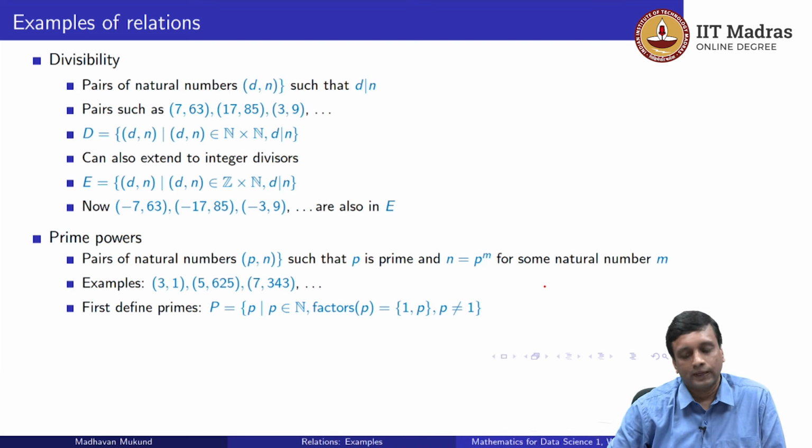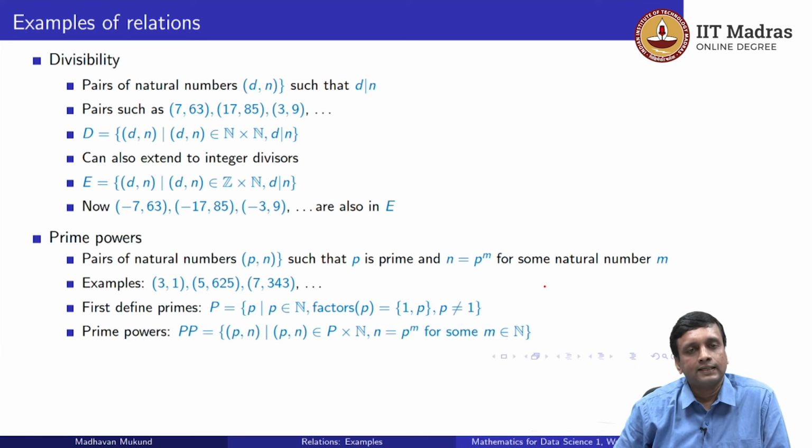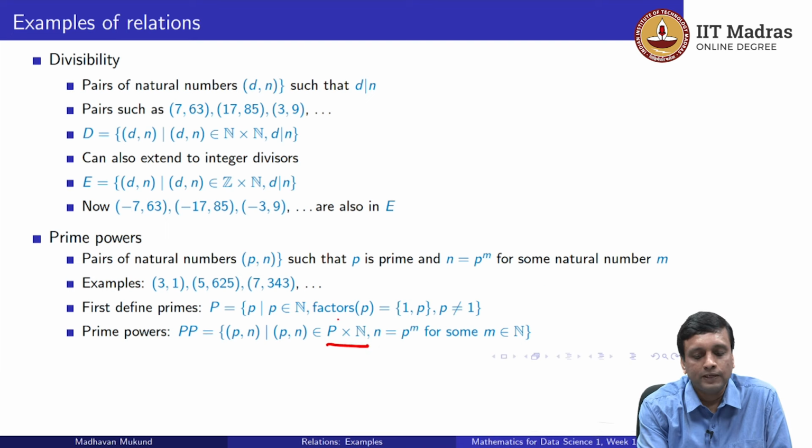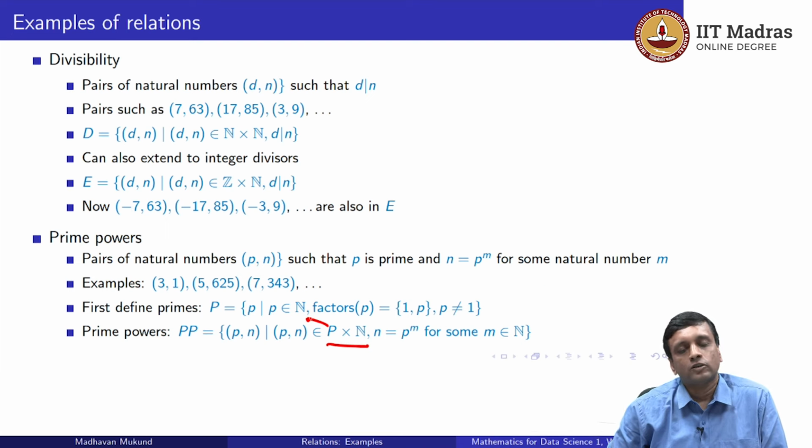So this is the set of primes, and now we can say the set of prime powers is the set of all pairs in p cross n, where p is defined above, right, p cross n such that n is a power of p.